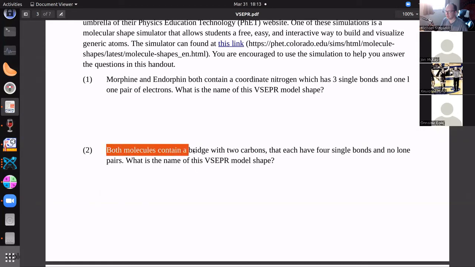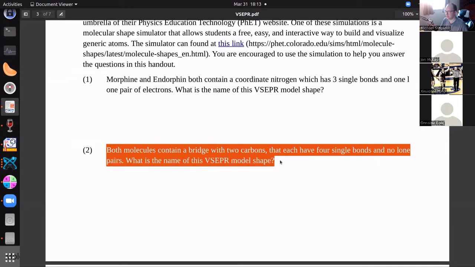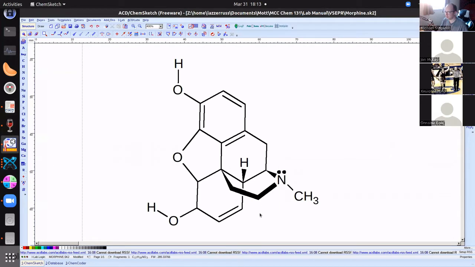Both molecules contain a bridge with two carbons that each have 4 single bonds and no lone pairs. What is the name of this VSEPR model shape? Okay, so here we're talking about this guy here. This is what they call a bridge because it's bridging together these two carbons here. And this is written in a very condensed format that you will see if you continue on to organic chemistry.